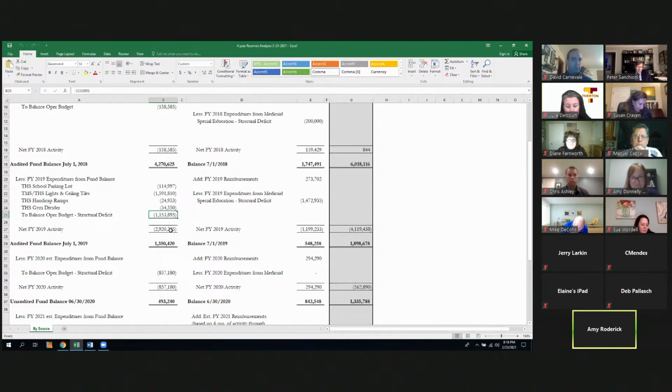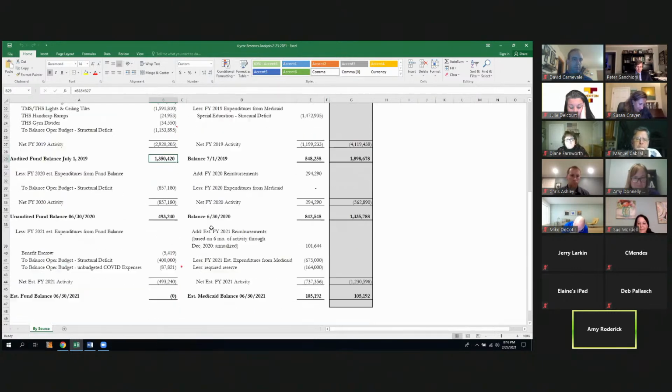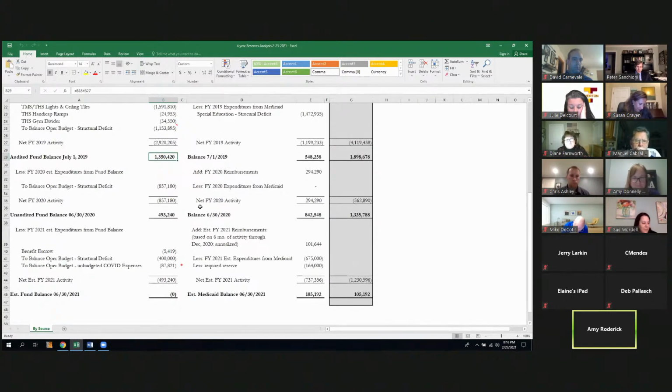However, in the end, whether it was from capital or from operations, in 2019 we did spend 2.9 million, and our fund balance resulted in 1.3 million. And then we've just received our final audit report, and the structural deficit in FY20 is 857,180. So at the end of June 30, 2020, we did have a fund balance of 493,240, or 241, depending on which report you're looking at.